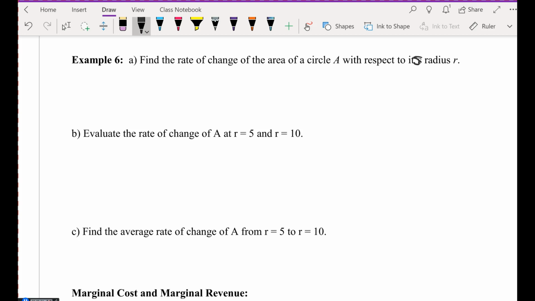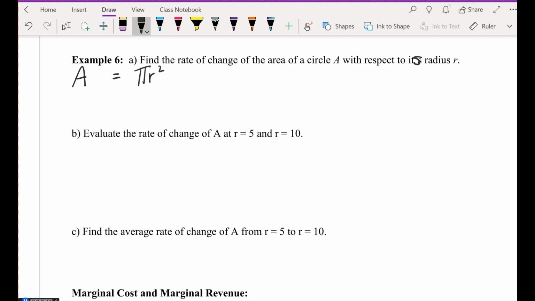Okay, very good. Find the rate of change of the area of a circle, let's call it A, with respect to its radius, let's call it R. What do we do? Write out the equation. What kind of equation are we writing? Area equation. So it said area is A, so A equals what? Pi r squared. Okay, so that is the area of a circle equation.